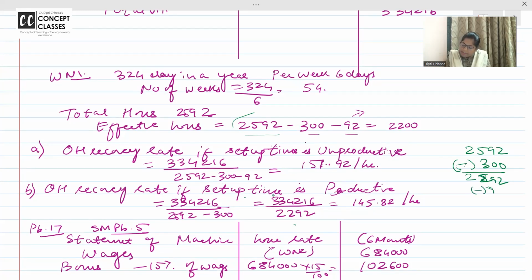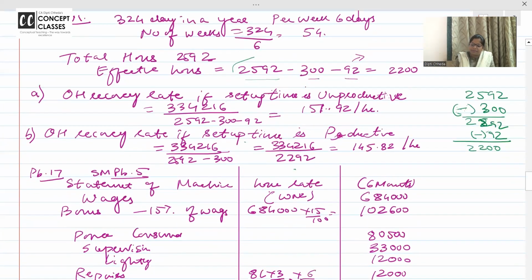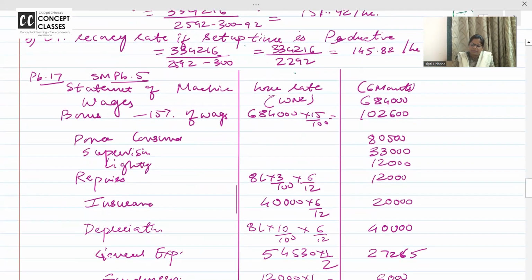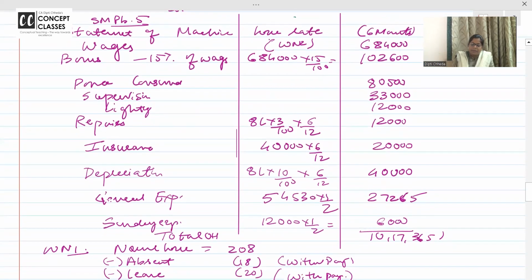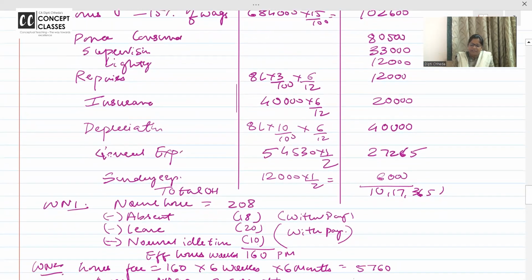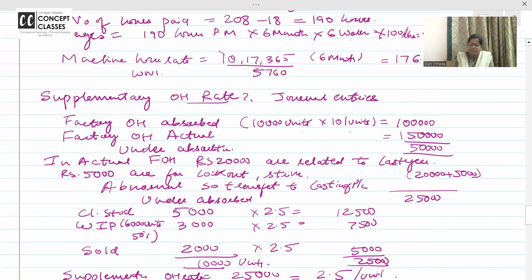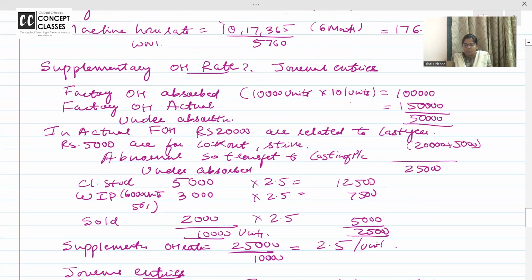But if setup time is also unproductive, they will say this in the exam, whether setup time is productive or not. If not, calculate the hourly rate accordingly. So if setup time is also unproductive, then 2002. Done. Basic wages, power consumed. So like this, you have to calculate machine hour. We have done a lot of good problems for the machine hour.